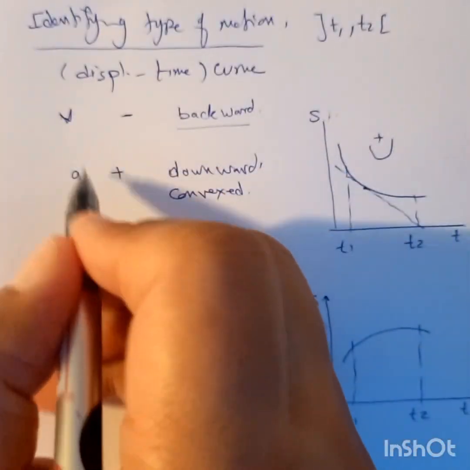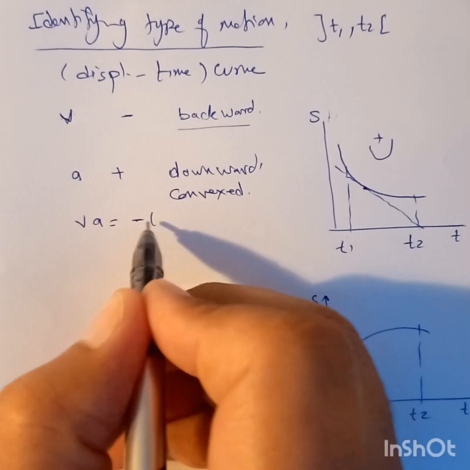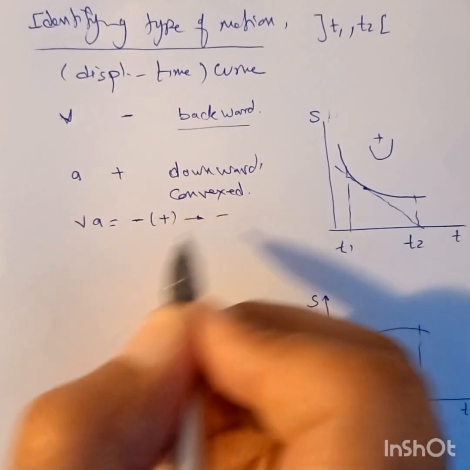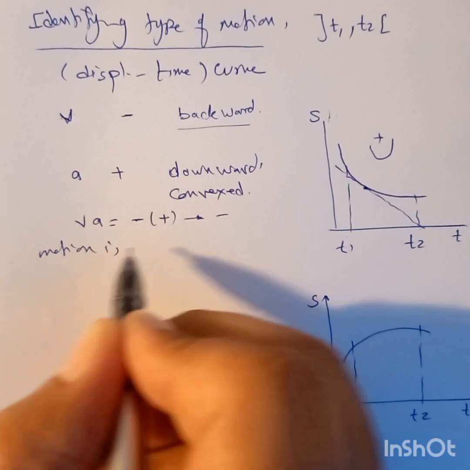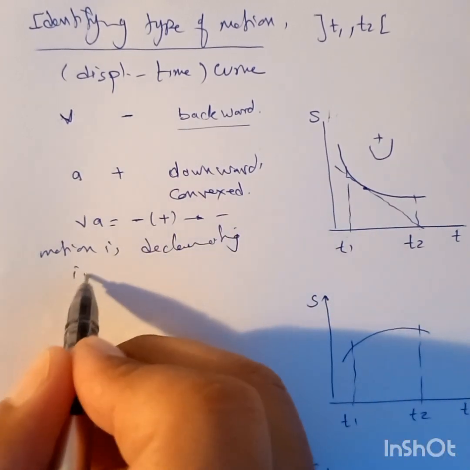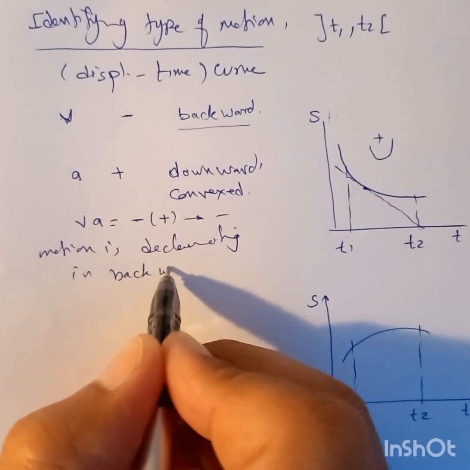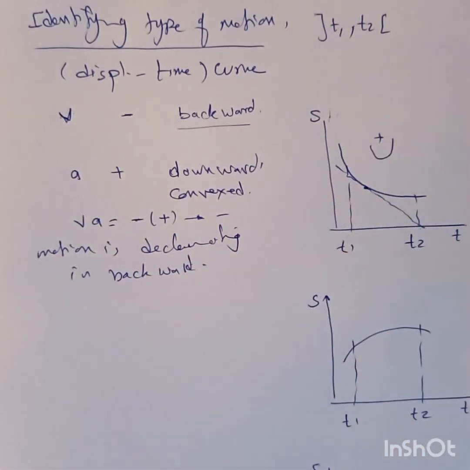Then we have to multiply v and a. Here we have negative times positive, so we have a negative value. Then the motion is decelerating, in the backwards direction. This relates to this case.